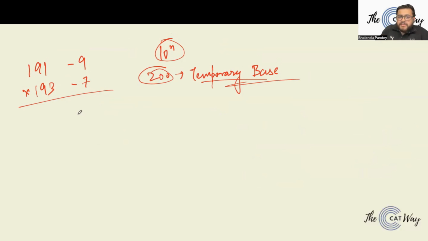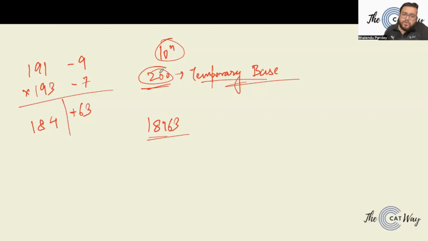Now minus 9 and minus 7 would turn into a 63. So this becomes a 63 over here. 191 minus 7 gives you a 184. Correct? But you cannot say the answer is 184 and 63. That is something that you cannot say. Why? Because this value that we have arrived at has been on a temporary base. This is not on a normal base.